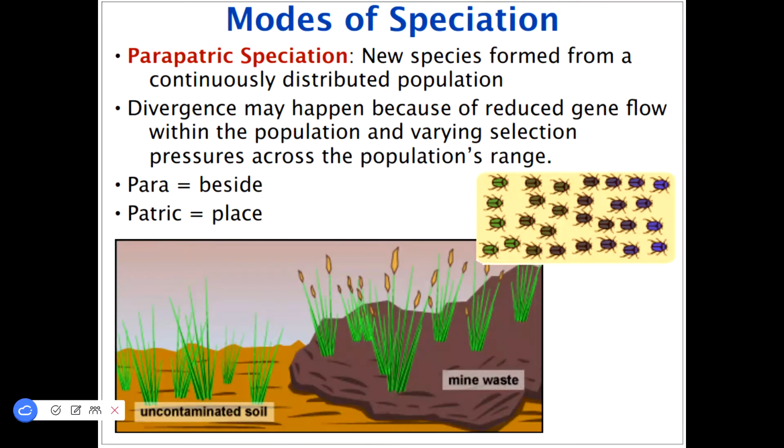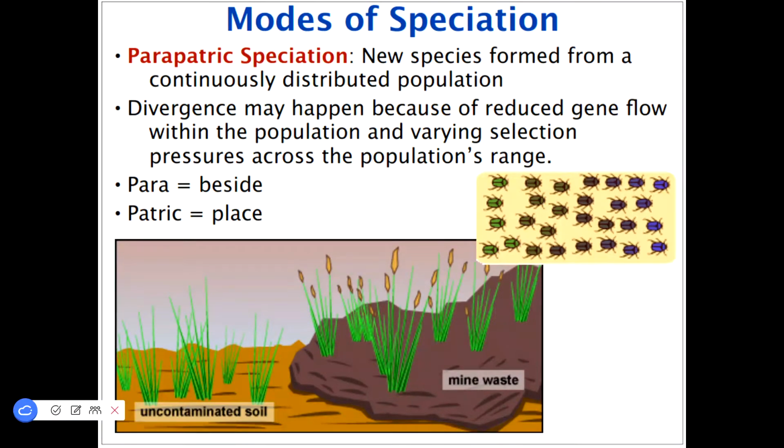So parapatric speciation is kind of a weird but cool type of speciation. And this occurs when new species are formed from a continuously disturbed population. And we find this occurring in human-dominated landscapes where we have disturbed the environment. That's where this most typically is happening. So para means beside, patric is place. So we have uncontaminated soil and soil that is contaminated with waste from coal mines.